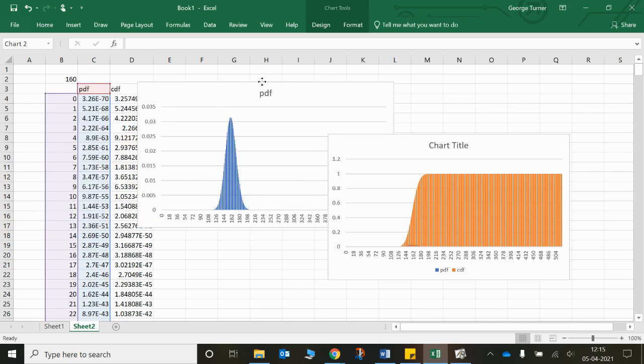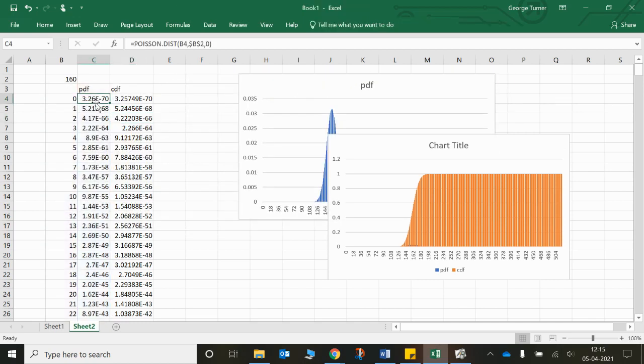So how did I make this one? Just quickly, I came up with my parameter there, 160, and I put in Poisson distribution B4. That's this one here, so that's my X value. My mean, which was fixed at the top with some dollar symbols at B2. And did I want cumulative or not? I didn't want cumulative, I wanted PDF, so I went with 0. If I wanted cumulative, I would have to say 1, as in true.